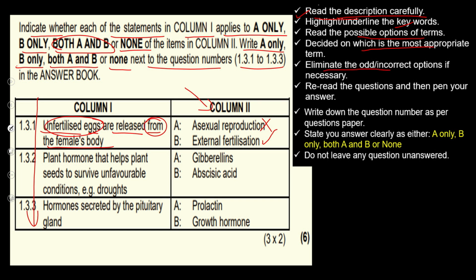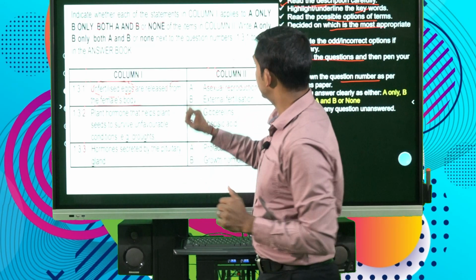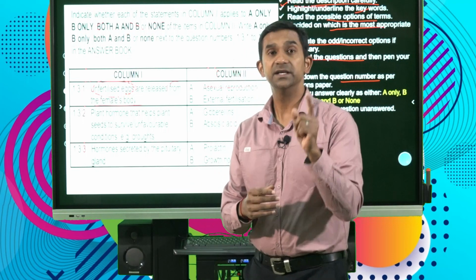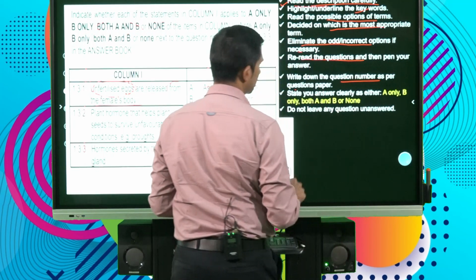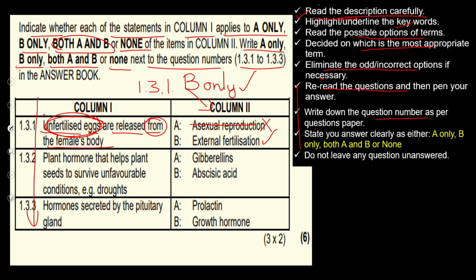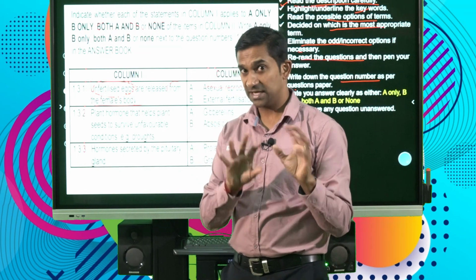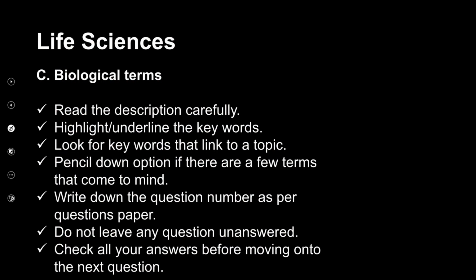So I've eliminated the odd or incorrect option. I've put a line across that. I reread the question, which I had to go back and do, and then I've written down my answer as, in this case, the answer for 1.3.1 is B only. Have I followed instructions? Yes. Have I given the answer correctly in the format the examiner has wanted? Yes. And guys, that's essentially what you need to do, is have this mental checklist of running through the process of being able to answer the matching of columns type of questions. Now let's look at the next type of questions.